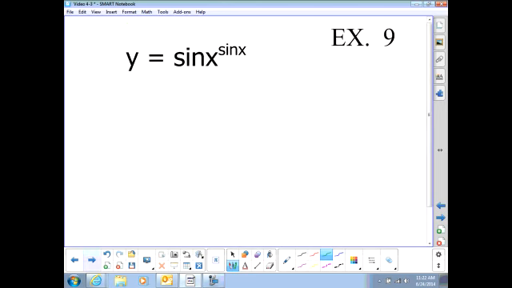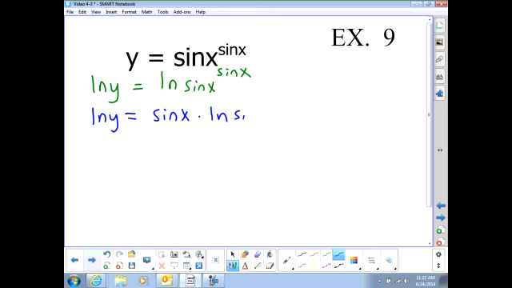One last example for this video. Sine x raised to the sine x. You've got a function of x in the base, a function of x in the exponent. That needs to click in your head that you'll use logarithmic differentiation. Remember, logarithmic differentiation, we're really using natural log. So I have natural log of y equals natural log of sine x raised to the sine x. We'll use our log laws on the right, and we'll have sine x times natural log of sine x.